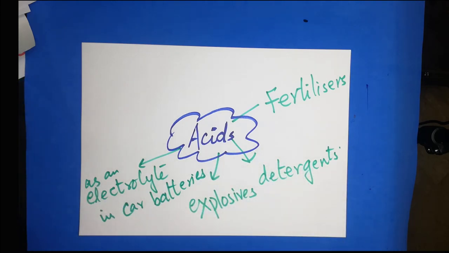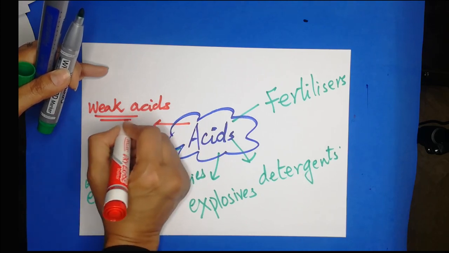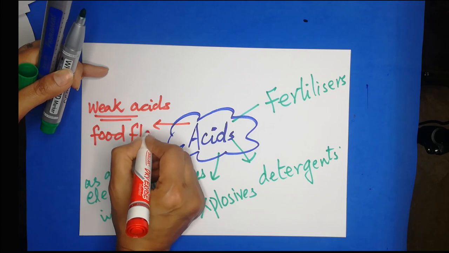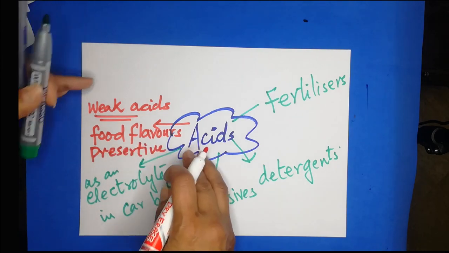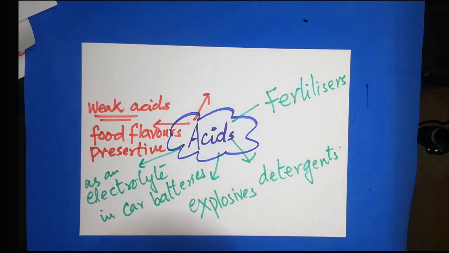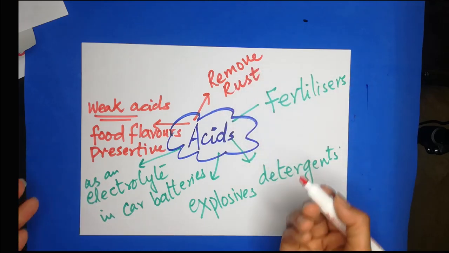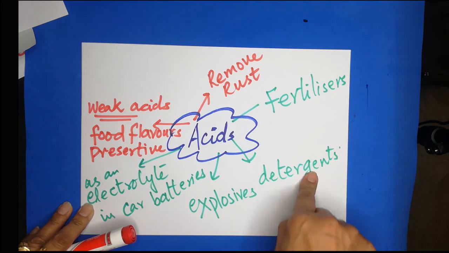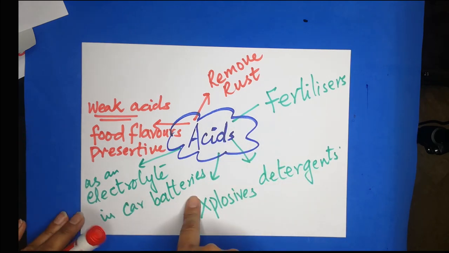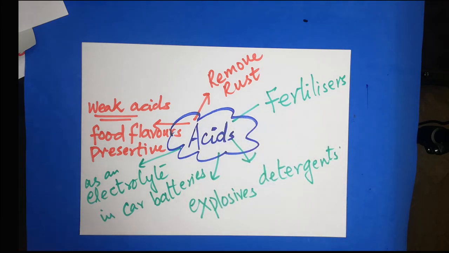And weak acids can be used in food flavoring and preservatives. And it can be used to remove rust and in some purification of petroleum. So the uses of acids are: acids are used in making fertilizers, detergents, explosives, as an electrolyte in car batteries, weak acids are used in flavoring foods and as preservatives, and to remove rusting from metals. So these are the uses of acids.